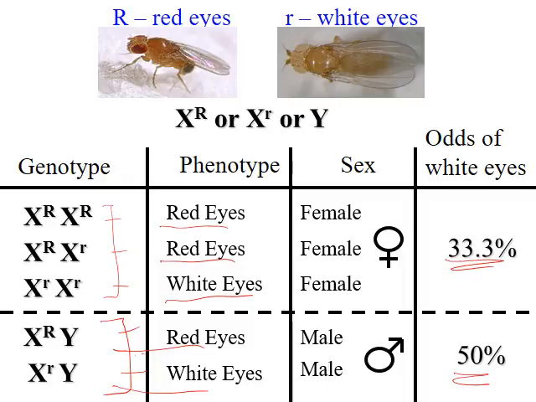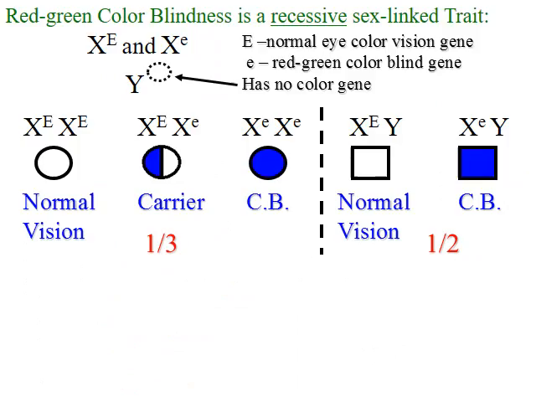Now let's try an example that's somewhat closer to home. We're going to talk a little bit about red-green color blindness. This is also a recessive sex-linked trait in humans where, again, there's the dominant gene for color vision and the recessive trait for red-green color blindness, but the Y chromosome has no DNA for color vision at all. It doesn't exist. So it changes the odds of getting red-green color blindness depending upon your gender.